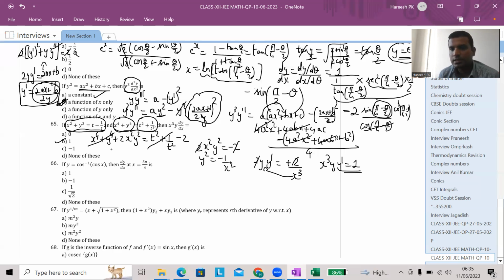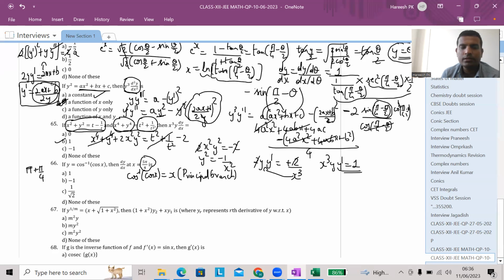So the next question, 66th question. This is again an easy one. All you need to know is what happens to cos inverse cos x. So cos inverse of cos x, right, is x only if x is in the principal branch. That means x should lie between 0 to pi. Now because phi pi by 4 lies in the third quadrant, it is pi plus pi by 4, right?